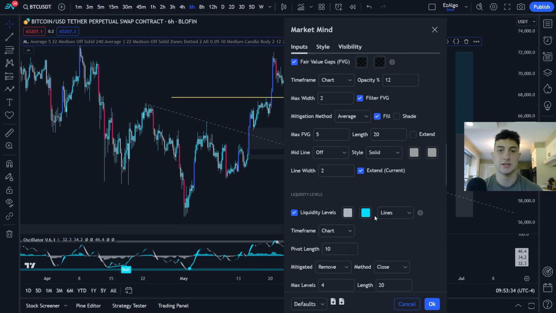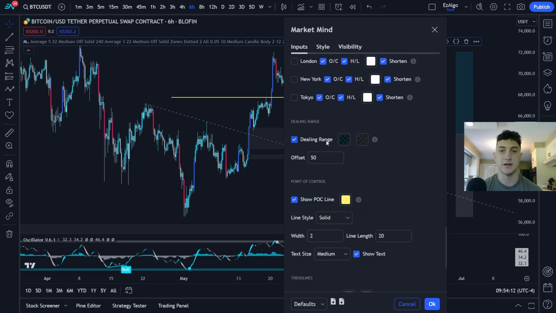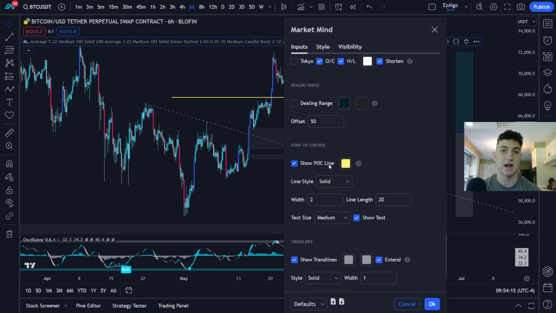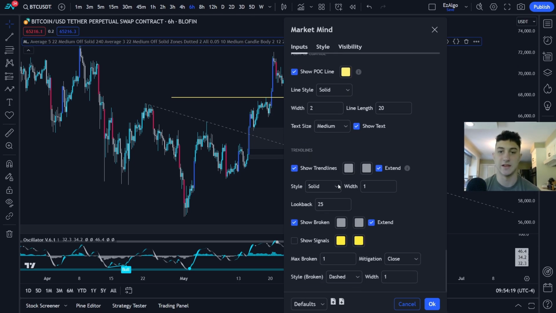Just the default settings. Liquidity levels, we don't really need. We're going to turn those off. The dealing range, not necessary as well. POC, we can keep on. The point of control, I like having that on. And then trend lines, I like having on as well. Just personally something that I use.